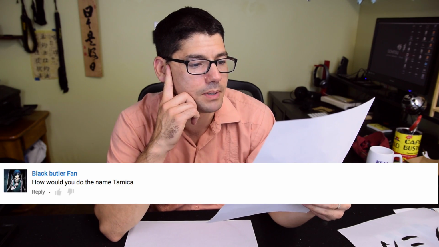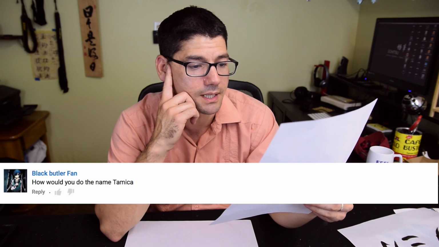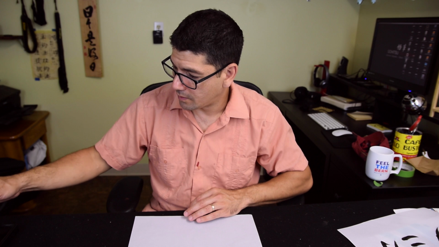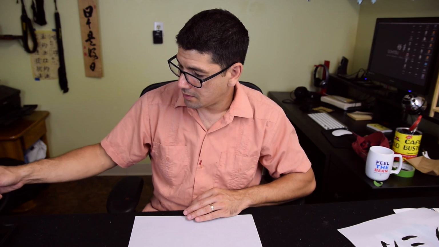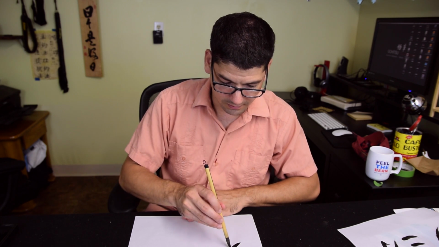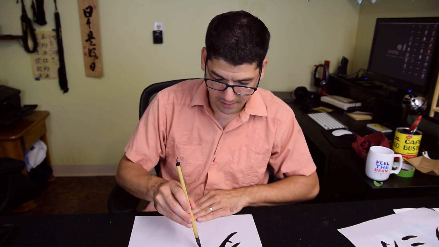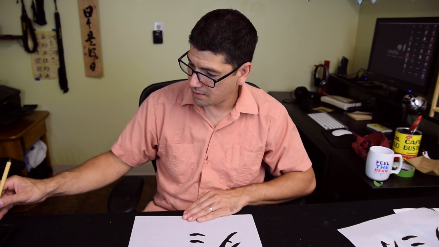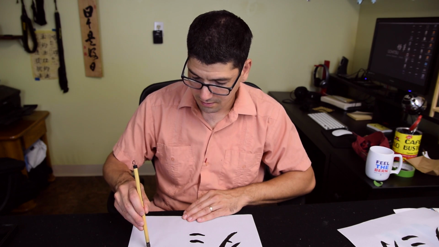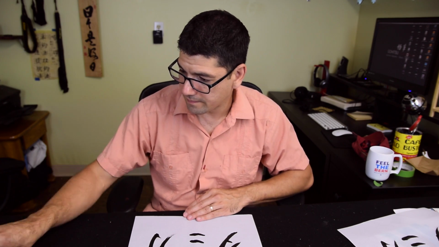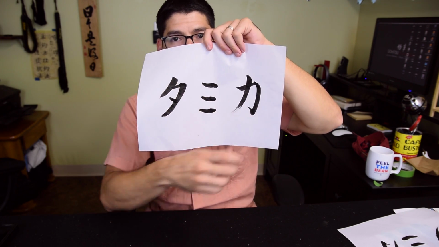Next question is Black Butler fan. How would you do the name Tamika? All right. Ta. Mi. Ka. Ta. Mi. Ka.